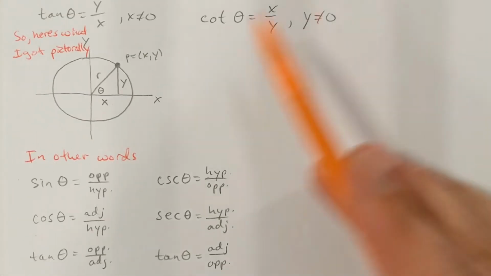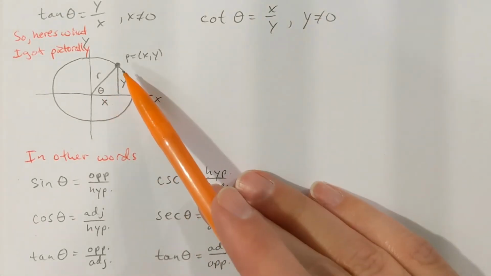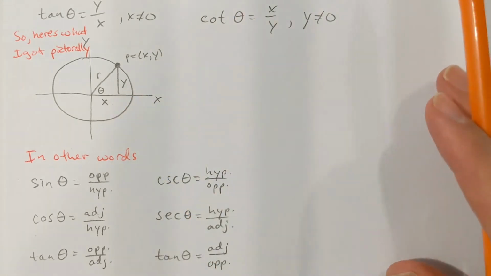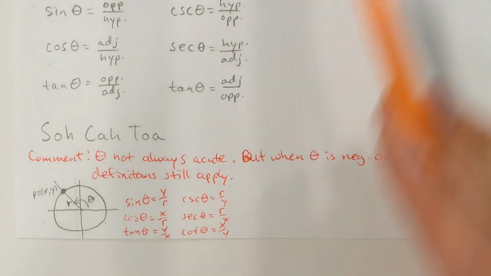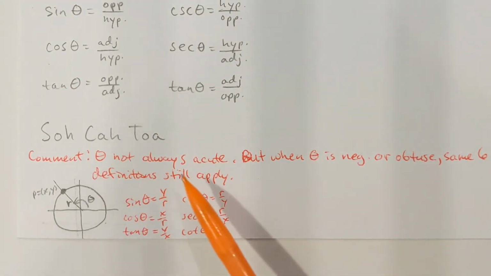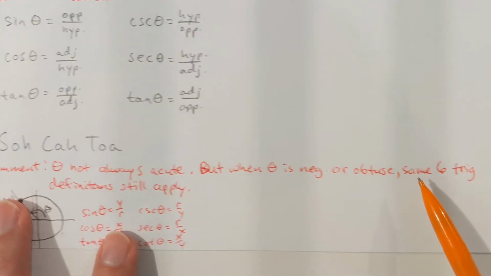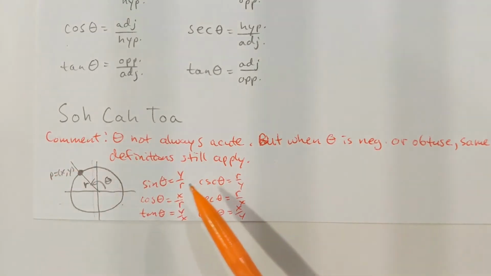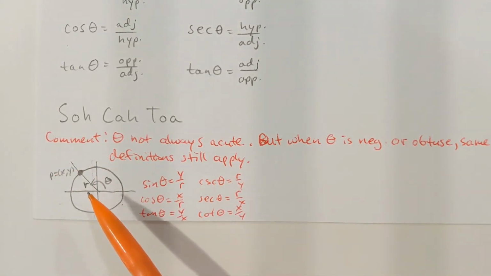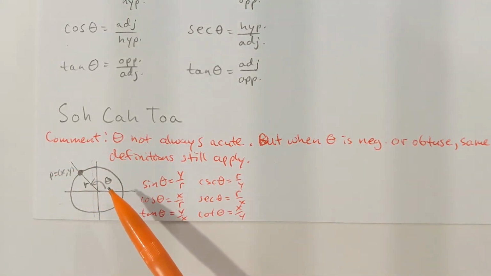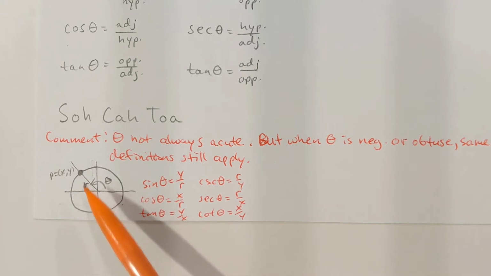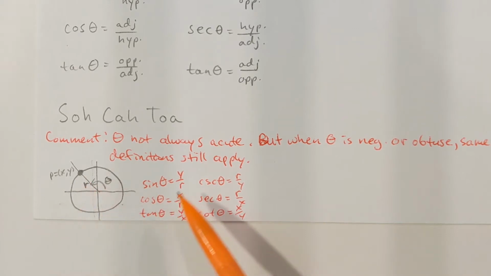Okay, now in this picture, angle theta was an acute angle because it measures less than 90 degrees. Just a note, theta does not always have to be acute. You know, it could be a negative angle or it could be an obtuse angle. The same 6 trig functions would still apply. So the point of that is to say that you might have a triangle in some of these other quadrants, and the values of these trig functions might be negative. We'll see that a lot, actually.